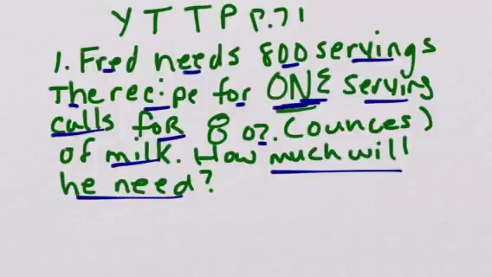So you have to figure out if you need 800 servings, and we know that for 1 serving you need 8 ounces. How much will you need? So you have to figure out how you would figure that out. Okay? So set up your thing and solve that for me. I'll give you a minute.